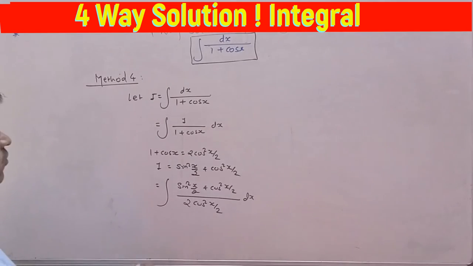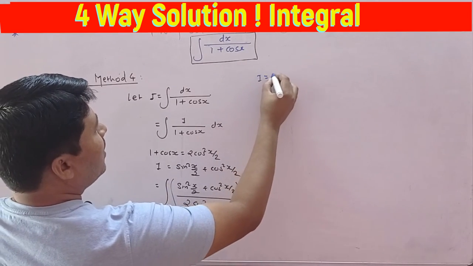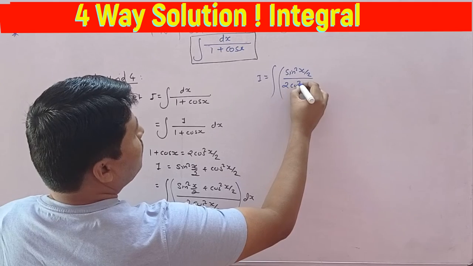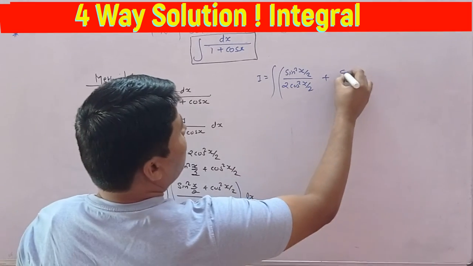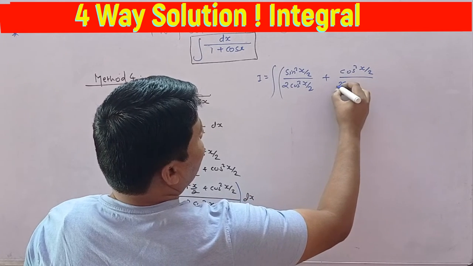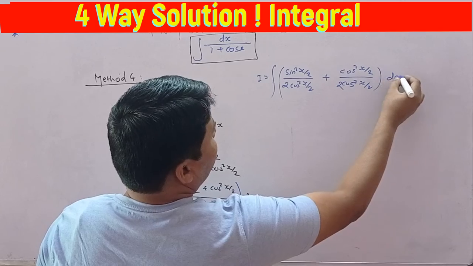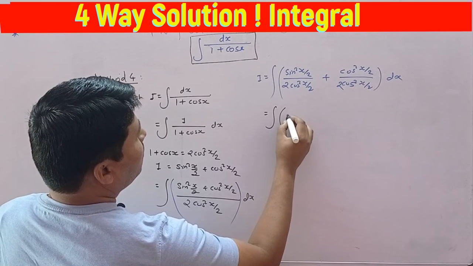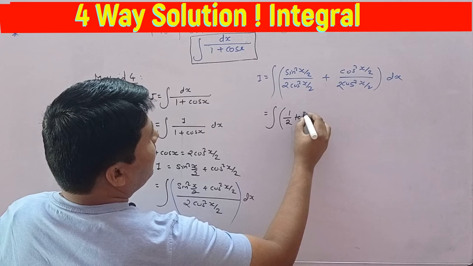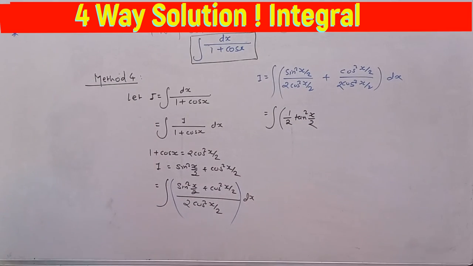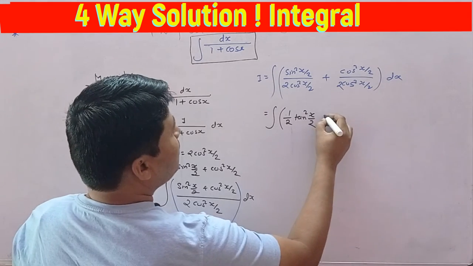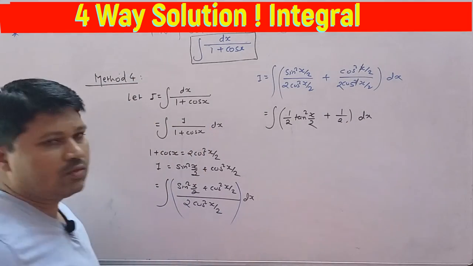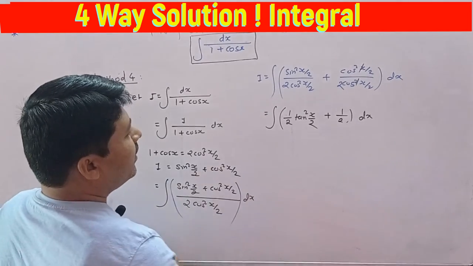Now I can separate the functions, and we get I equal to the integration of sin square x by 2 divided by 2 cos square x by 2, plus cos square x by 2 divided by 2 cos square x by 2, dx. Now sin square x by 2 divided by cos square x by 2 gives 1 by 2 tan square x by 2, plus, cos square x by 2 cancels, and we get 1 by 2 dx. Got it?